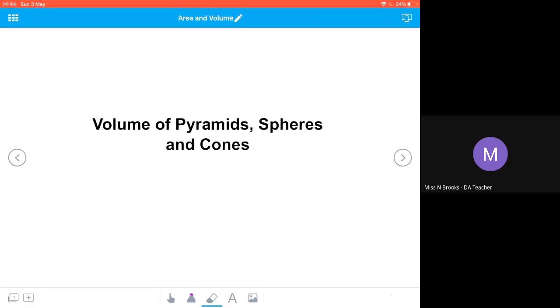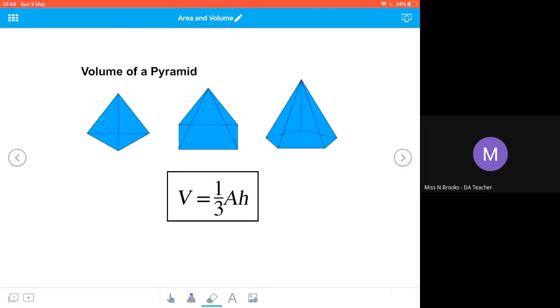So finally, we're going to look at volume of pyramids, spheres, and cones. And all of these formulas are on your National 5 formula sheet, but it's still good to know how they work and where they come from. So first of all, we're going to look at the volume of a pyramid.